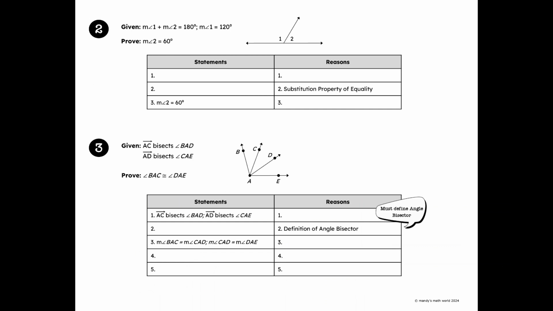Example number 2. We're given that the measure of angle 1 plus the measure of angle 2 equals 180 degrees. We're also given that the measure of angle 1 is 120 degrees. Okay, so the total is 180 degrees. Measure of angle 1 is 120 degrees. I'm going to write those statements down. What's my reason? Given. It's always your first reason, what you're given. That's our starting point. So where can we go from here?